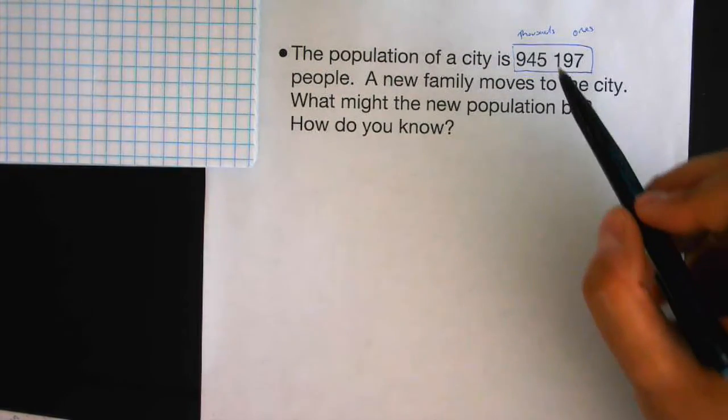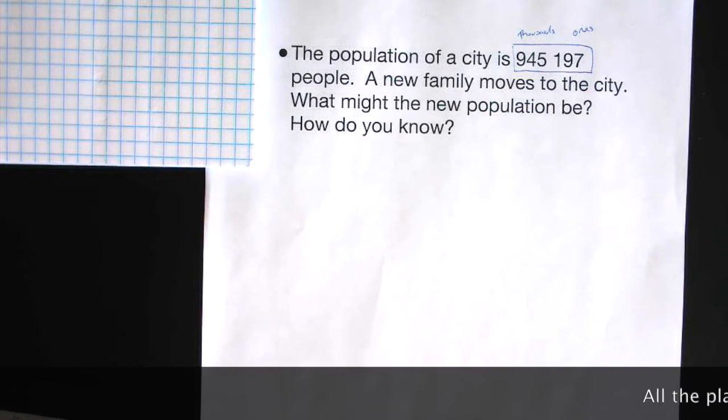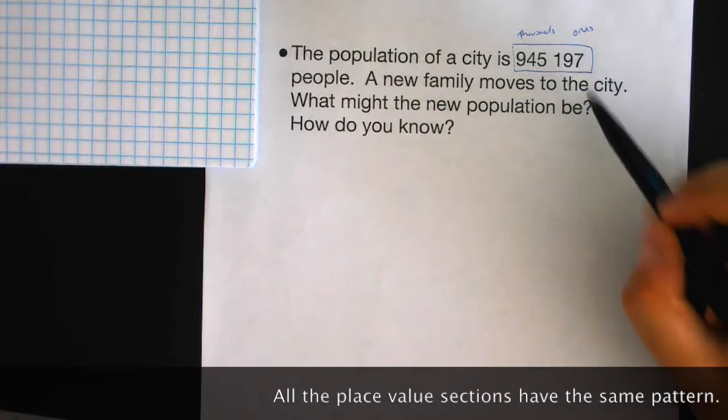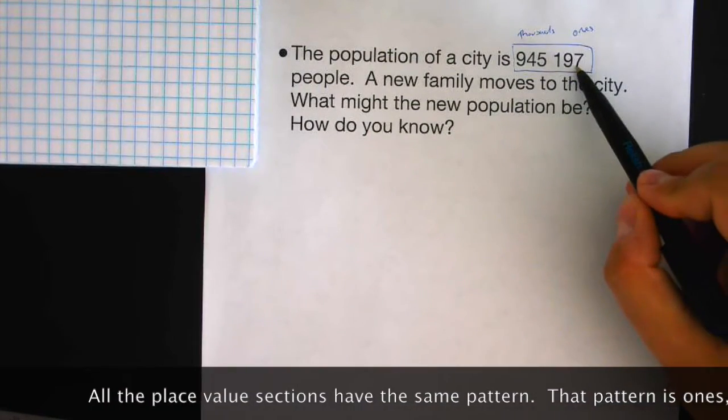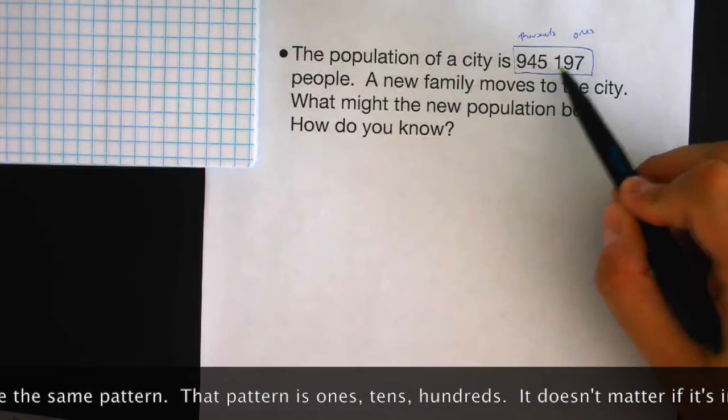So let's get rid of the word thousands right now, and we know that the word ones we never use. So you're going to tell me what place value this is, and then what place value these are. Are you ready? What's this one? Ones. What's this?